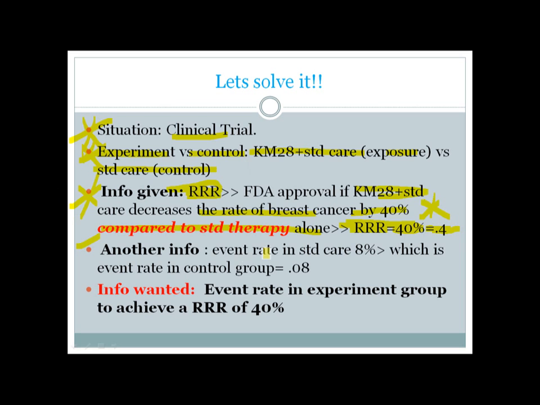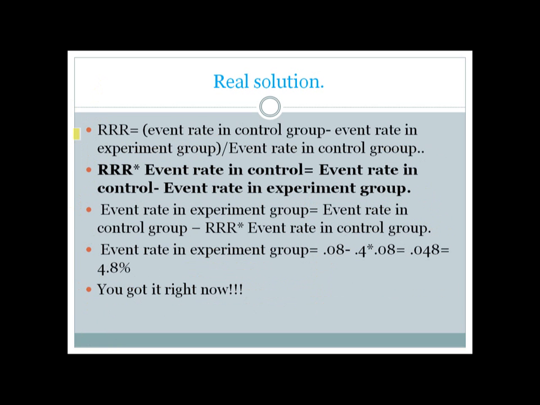Another info is event rate in standard care, which is 8%, which is event rate in control group, which is 0.08. So 8% is converted to 0.08. And the info they actually wanted from you is event rate in experiment group to achieve a RRR of 40%, to achieve an FDA approval. So for that, as we have already mentioned in our previous slides, RRR is actually event rate in control group minus event rate in experiment group, divided by event rate in control group.